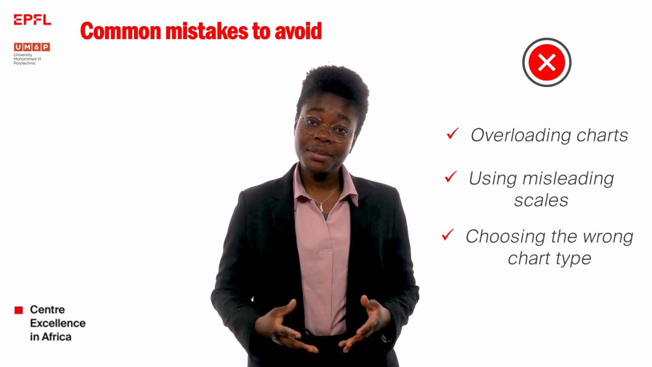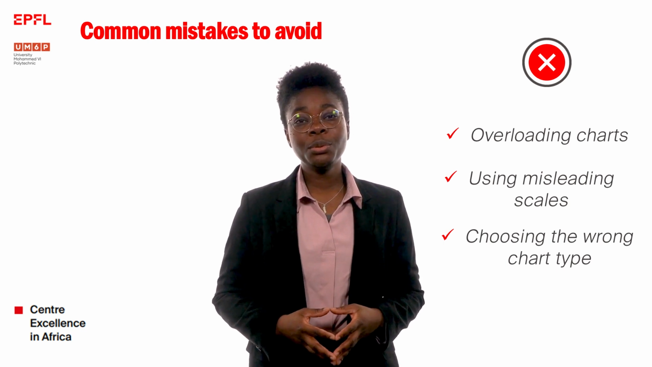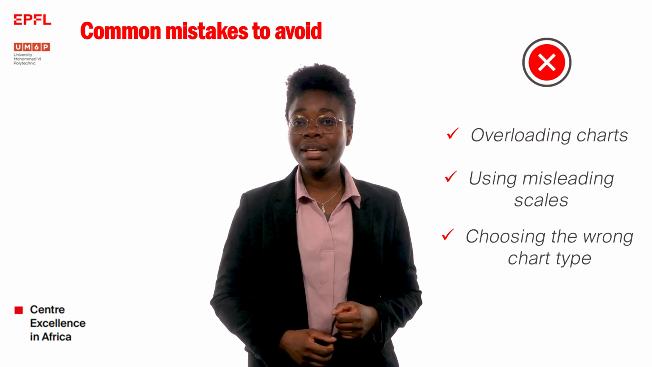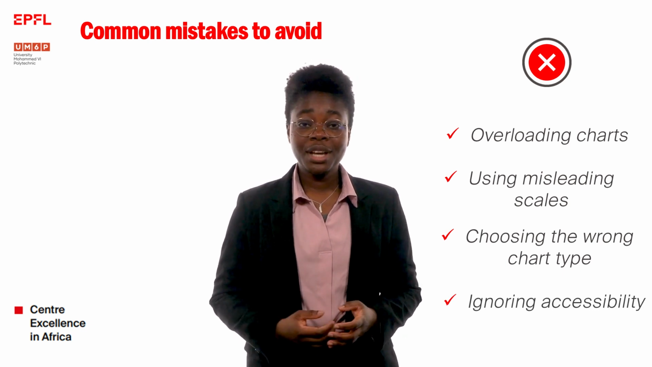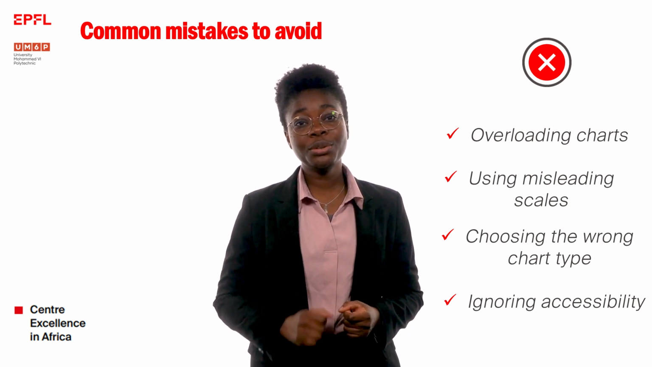Choosing the wrong chart type. Pie charts for trends? No. Line graphs for proportions? No. Pick wisely. Ignoring accessibility. Use high contrast colors and avoid red-green combinations to ensure your visuals are inclusive.